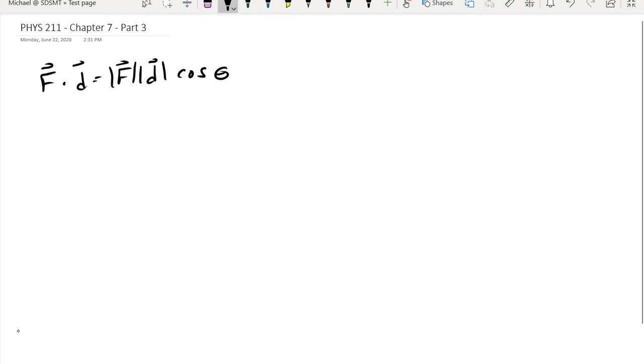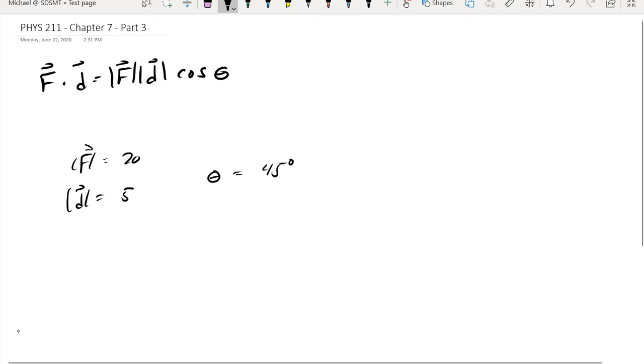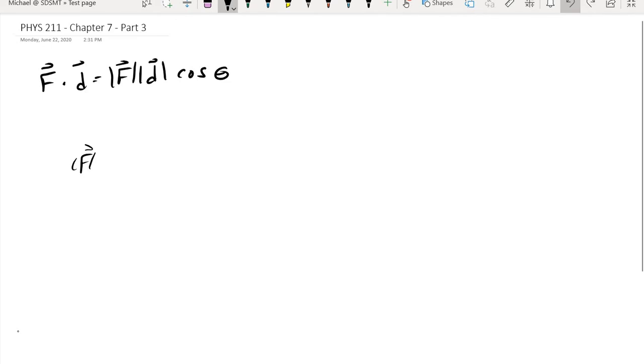And so if I have a force vector and a displacement vector and an angle that exists between them, then I can plug all that information in, evaluate the work, no problem. But what if I had these force and displacement vectors provided in a different way?